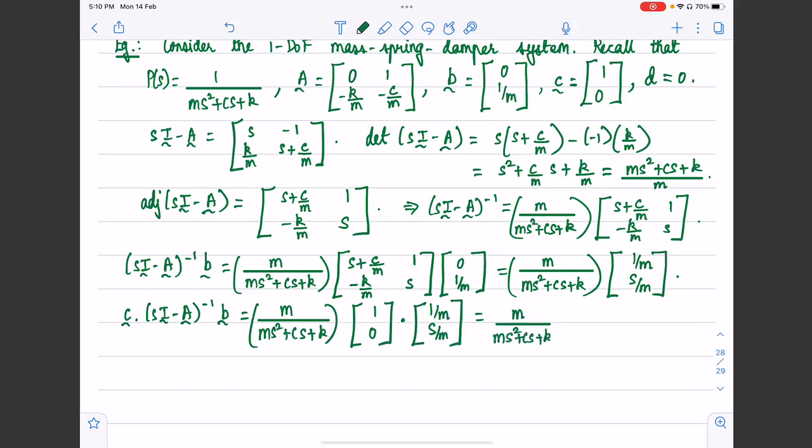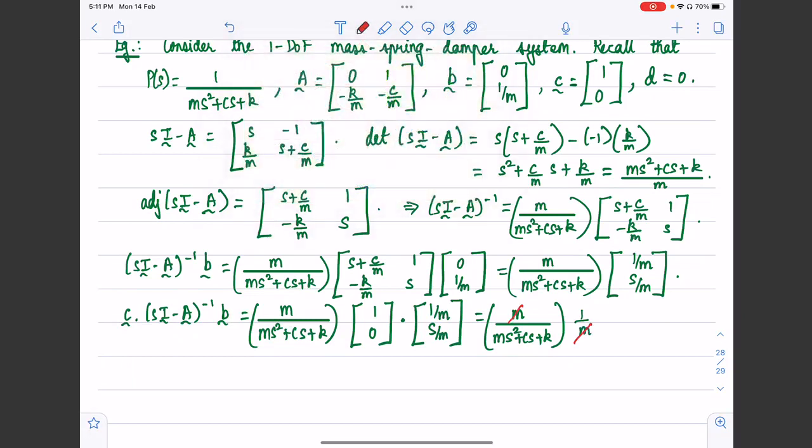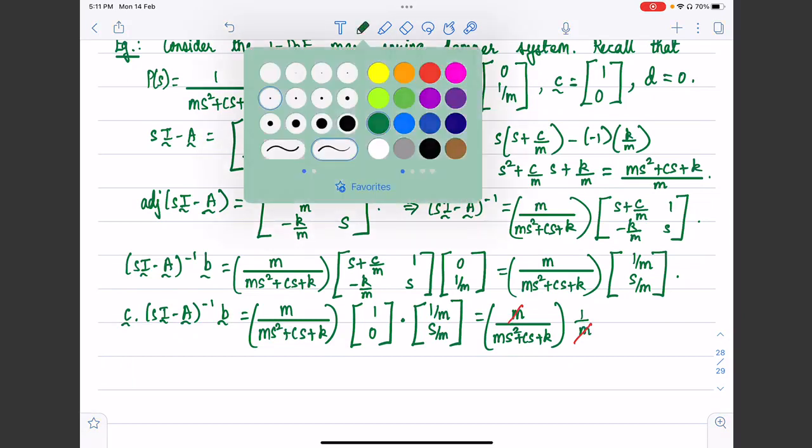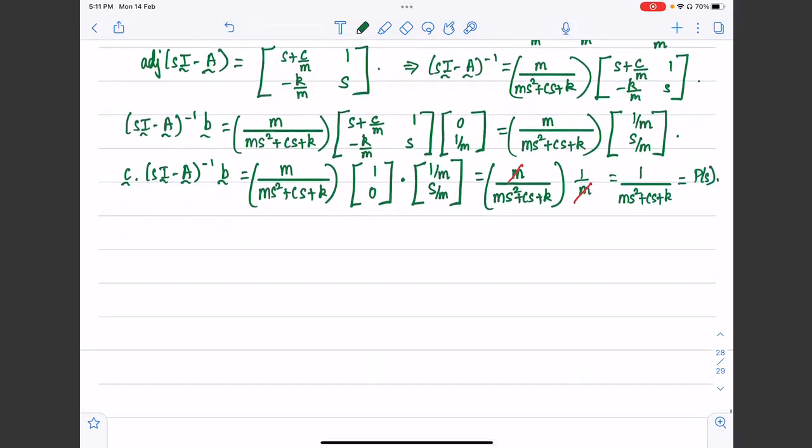So now if I complete this derivation, I'm going to get M divided by M S squared plus C S plus K, and then I will have 1 by M, because I will have 1 times 1 by M plus 0 times S by M, right? So the second term vanishes, I will only get 1. Now this M and this M cancel off. So what are we going to get? We are going to get 1 divided by M S squared plus C S plus K, which we know is the plant transfer function.